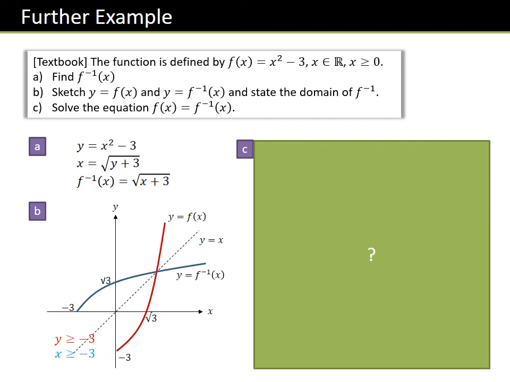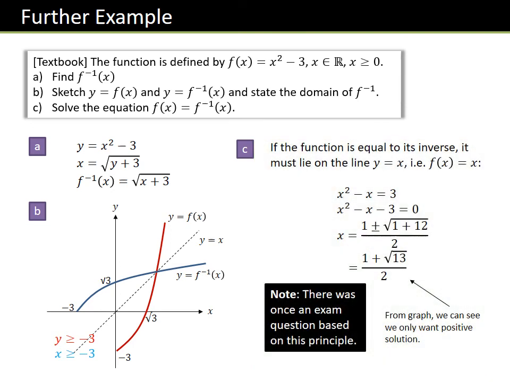There is a third line there, y equals x. Both of those lines, if there's an inverse, if you can solve the equation, they must meet on that line, y equals x. Therefore, if you set the line y equals x equal to y equals f of x, you will find the point where they meet, because it will automatically be the point where the other one meets. So x squared minus 3 equals x, because that's where they meet.